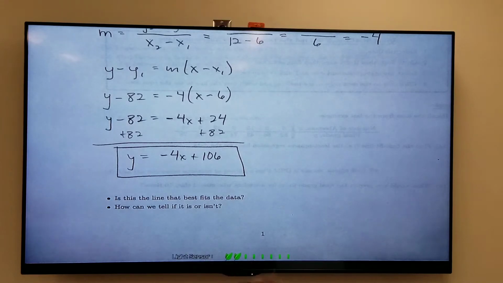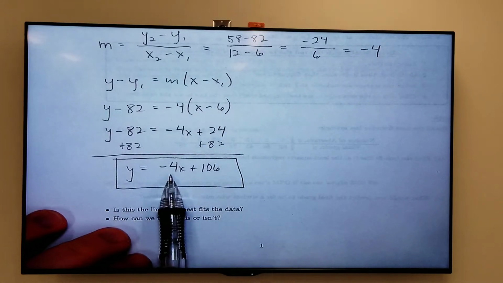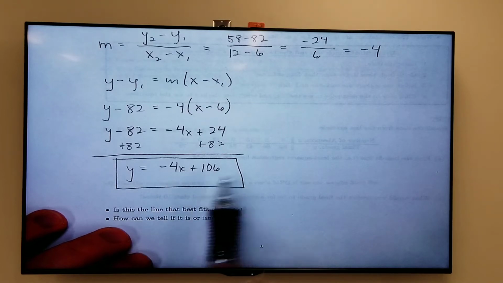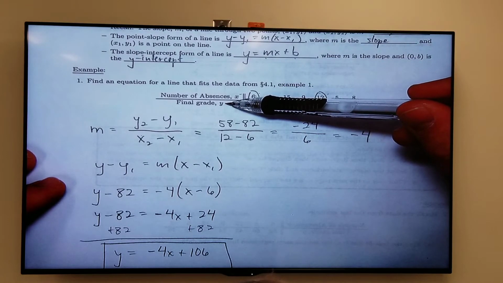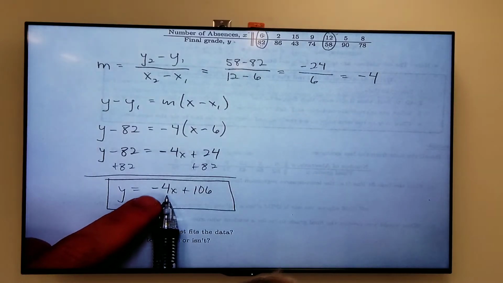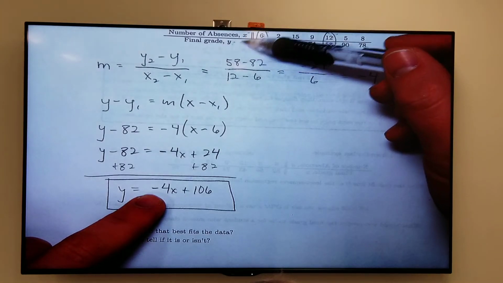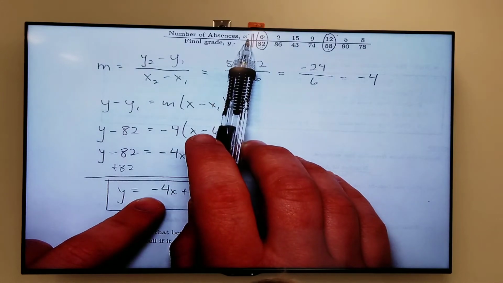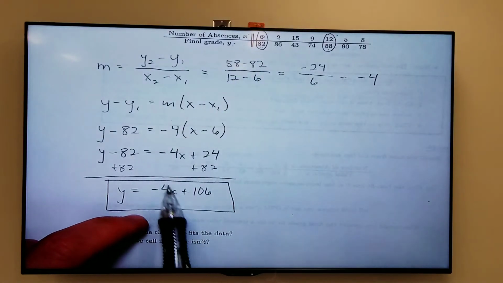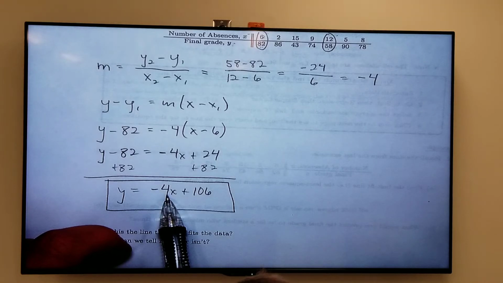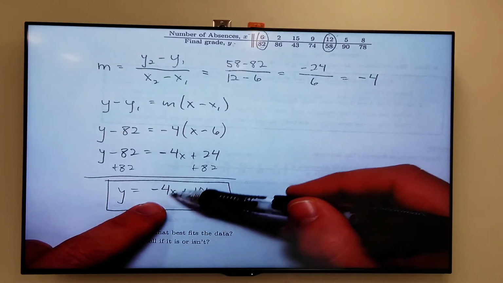But real quick before we go on to the next page, it is kind of interesting to think about what this line represents. In particular, what the slope represents and what the y-intercept represents. So again, x was the number of absences, and y was the final grade that you ended up with in the class. The slope is telling us what the change in y is for every change in x. In other words, for every additional day that you miss class, your final grade is going to drop by 4 points. Does that make sense? So that's what the slope is telling us, right? For every additional day you miss class, your final grade decreases by 4 points.